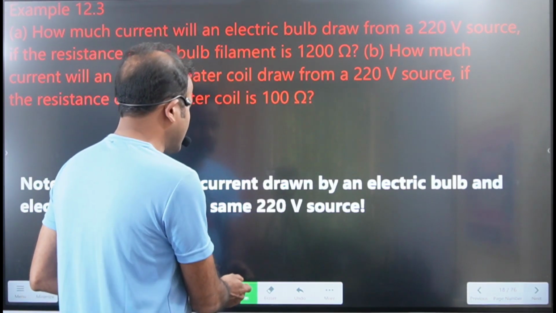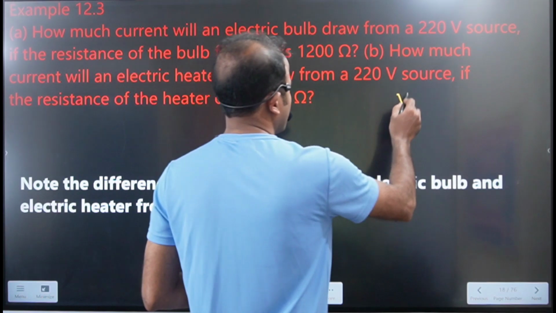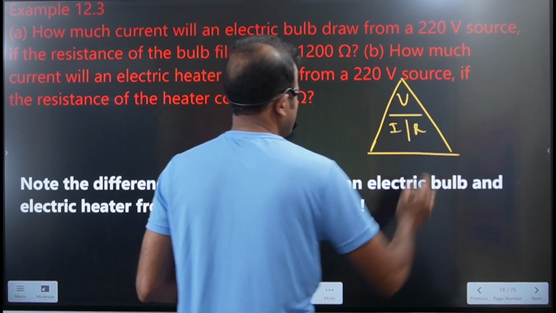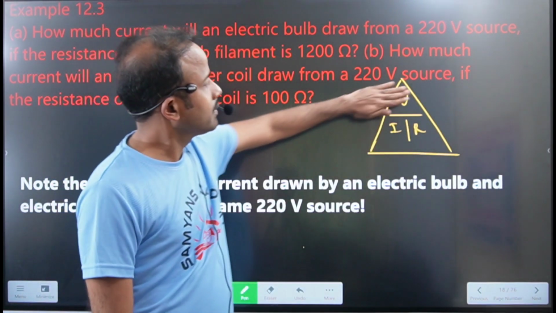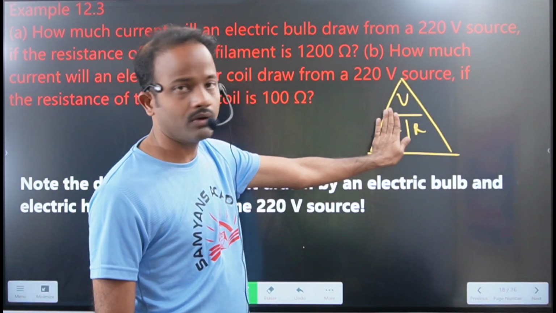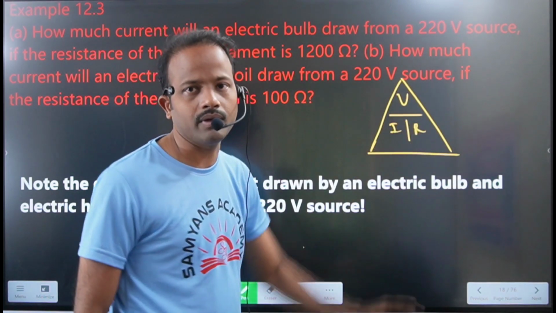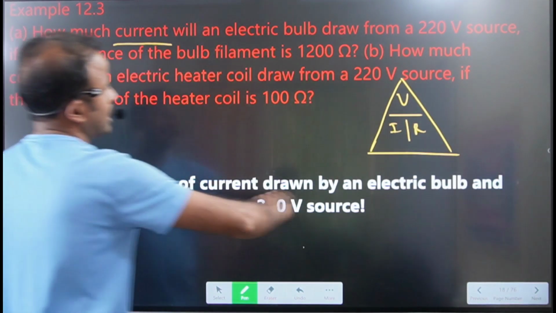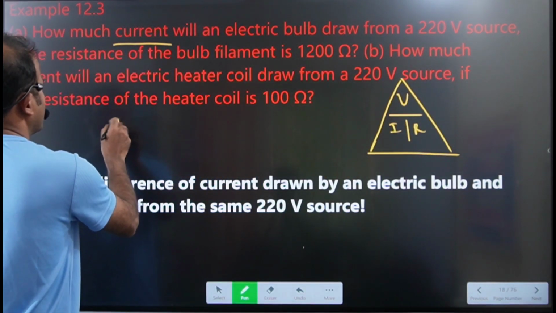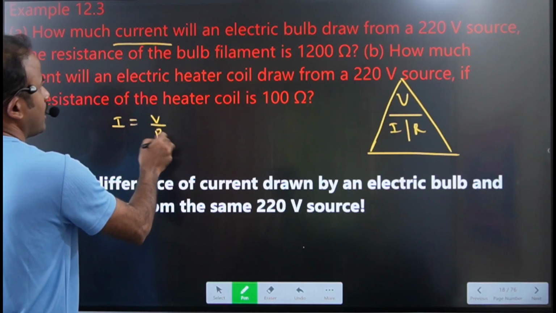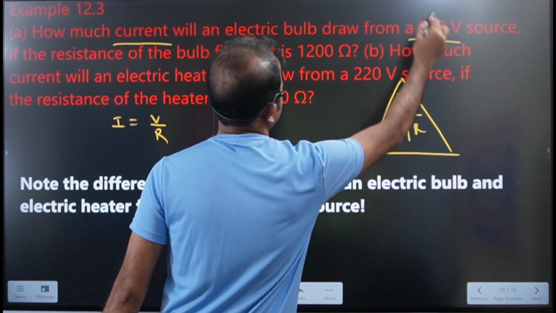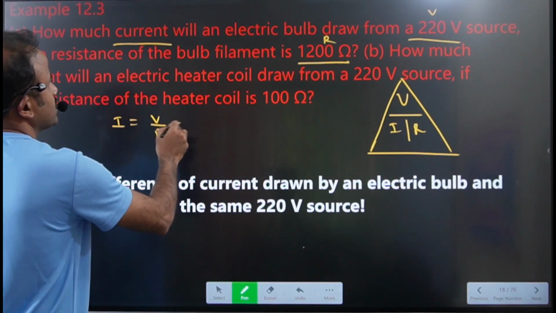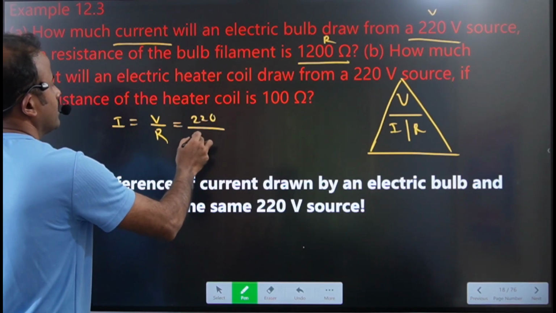V equal to IR, I equal to V/R. To remember it easily, remember the triangle. This triangle indicates V equal to IR, I equal to V/R, R equal to V/I. Now we need to find the current, the I value, so I equal to V/R. What is the value of V given here? This is the value of V and this is the value of R. So V is 220 by 1200.